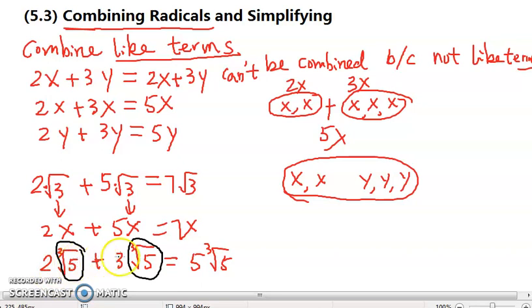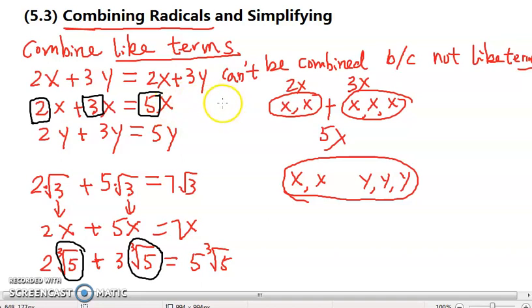2 copies of this plus 3 copies of something, you get 5 copies of something. And notice that when we combine like terms, the variable doesn't change. We only add the numbers in front of them. 2 plus 3 is 5. And 5 copies of what? 5 copies of x. So we put 5x. So the variable x doesn't change. Don't get 5x squared. That is not addition.